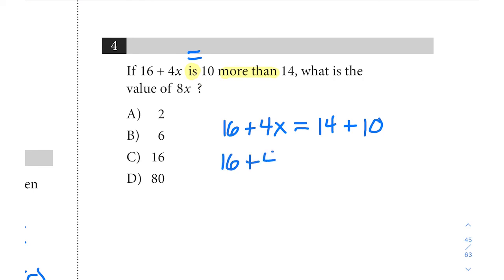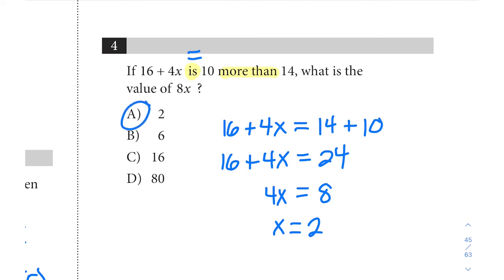And from here we can solve, so we can start to combine like terms. 14 plus 10 is 24. We can subtract 16. So 4x would then equal 8. And we could divide by 4 and get x equals 2. And then pick A, right? So hopefully you caught that. No, it's not going to be A. So be very careful. This is a very common thing that you'll see happen.